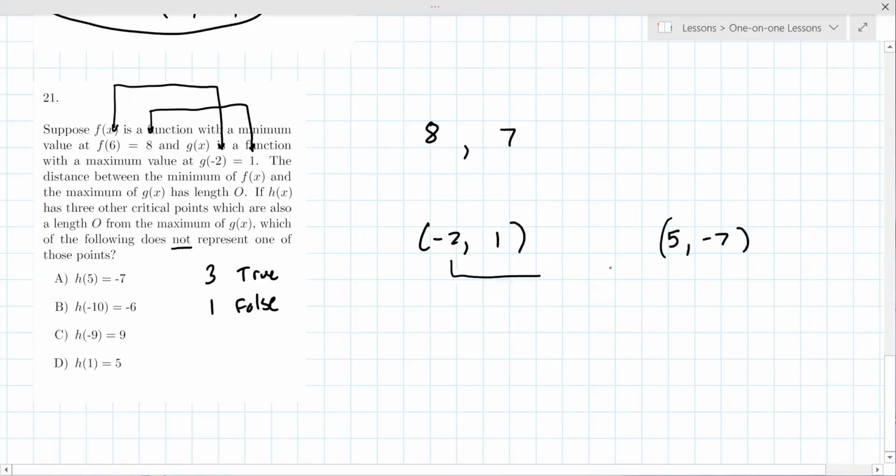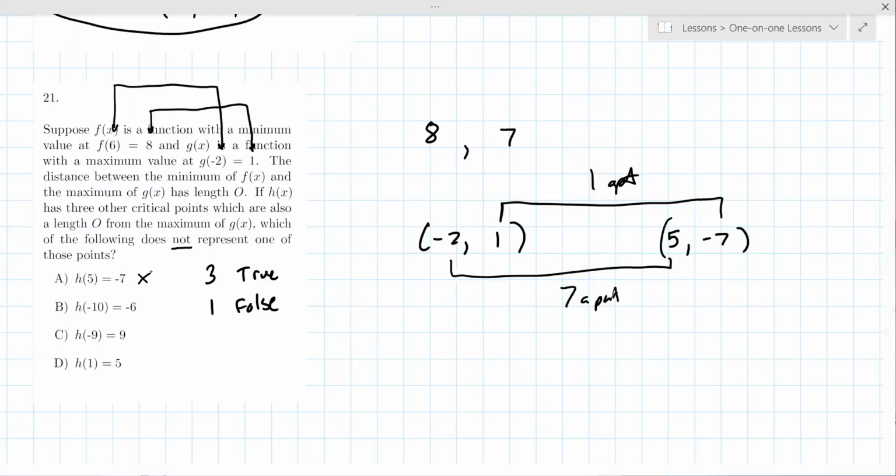Do you see how these two are 7 apart? And this is 1 apart? That means it can't be that one. So for this one, you don't need to do the distance formula at all? No, and I'm showing you the shortcut. The correct proof way is to do that, but that's not what you want to do if you're trying to get a good grade on this test, because you need time.